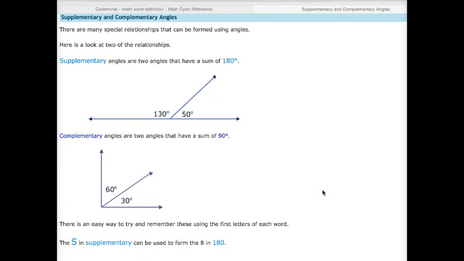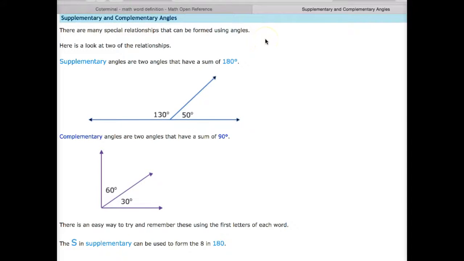All right, next thing I'm going to talk to you guys about is supplementary and complementary angles. You can see it right there at the top of my paper. Supplementary angles add up to 180 degrees. Complementary angles add up to 90 degrees. Notice that in both of these examples, these are both positive angles. If you find any angle that is not positive, it has no complement or no supplement angle. Both angles have to be positive.